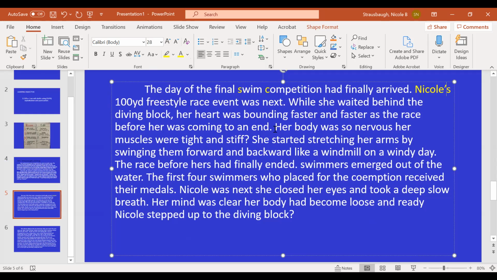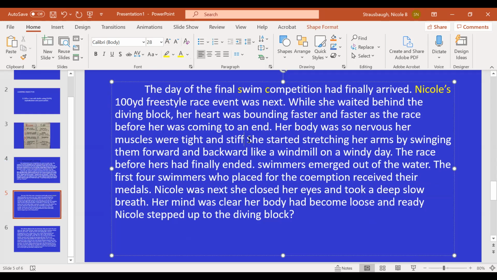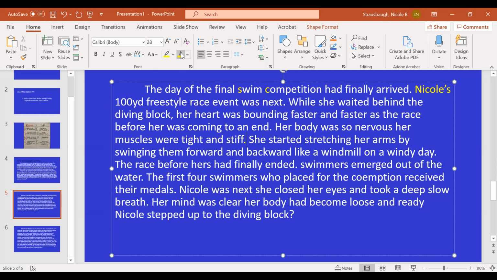All right, not bad. Her body was so nervous. Her muscles were tight and stiff. I don't think we're trying to ask a question here, so we might need to just put a period there because we're just stating what's happening. She started stretching her arms by swinging forward and backward like a windmill on a windy day. Oh, looks like a simile right here.